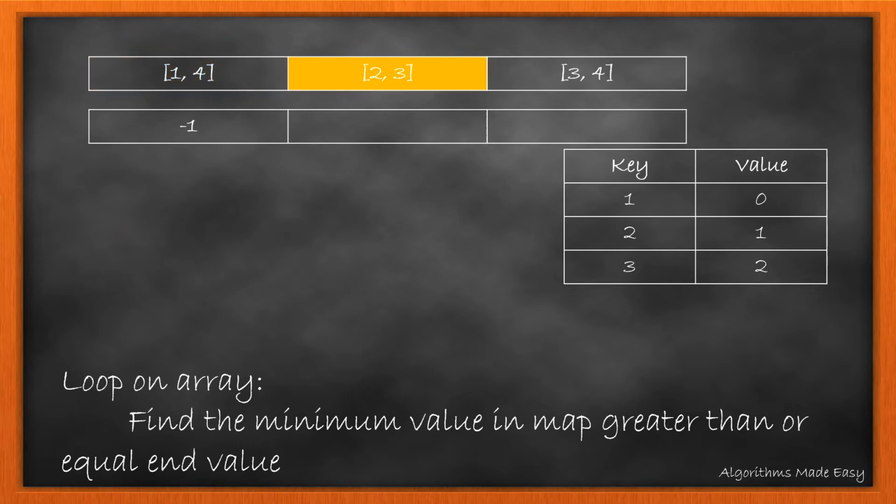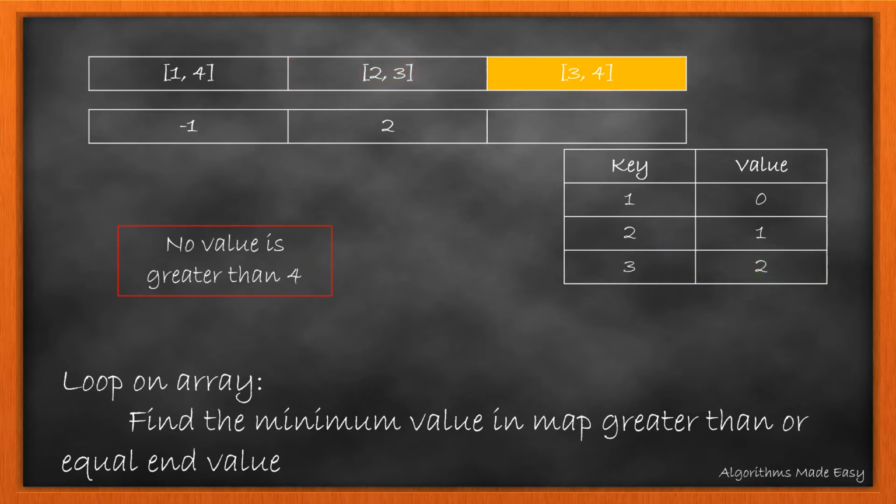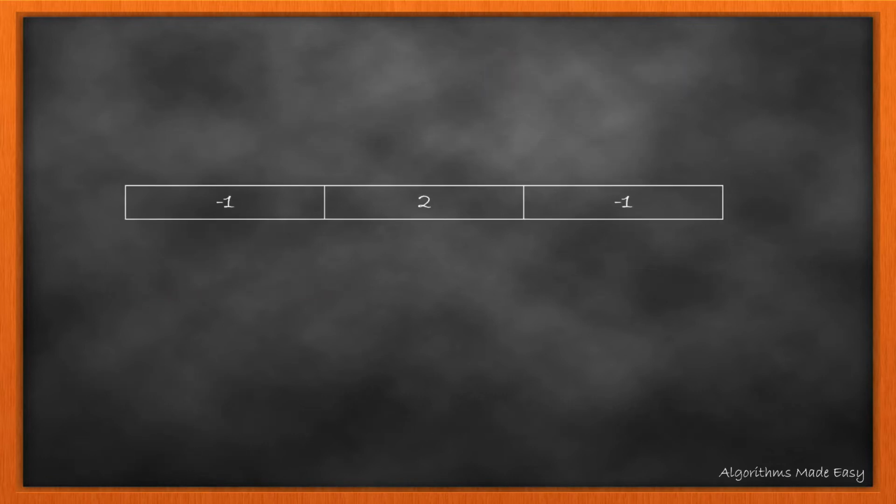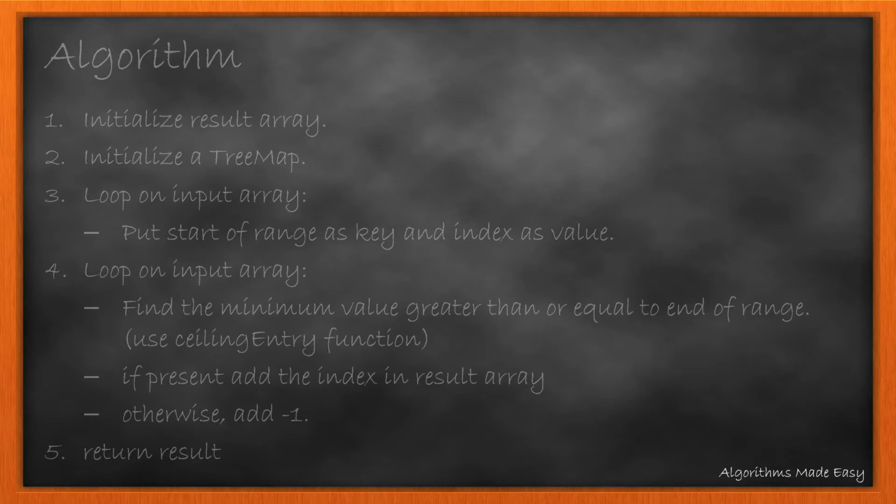Moving to the next interval, we again check if the map has any value greater than or equal to 3. As it does, we put the value corresponding to 3, that is 2, into the result. We move ahead and test the same for the next interval and find no value is present. So we add -1 to the result. At the end, we return result.